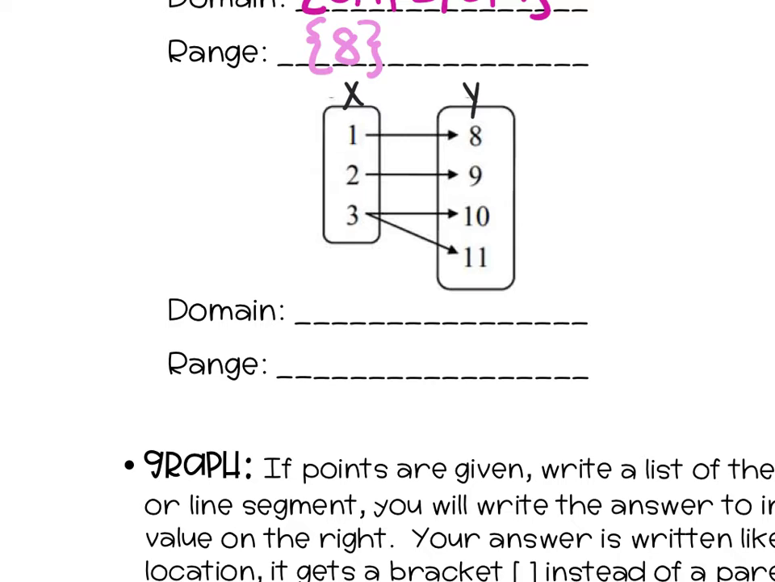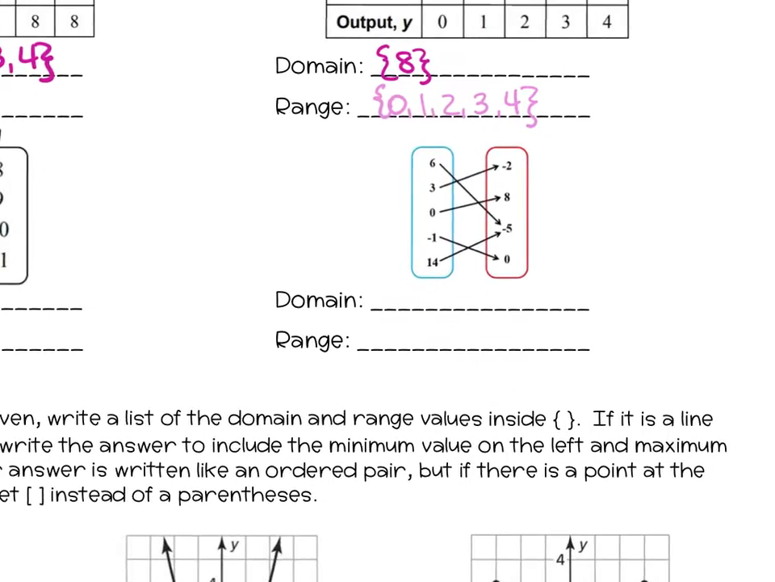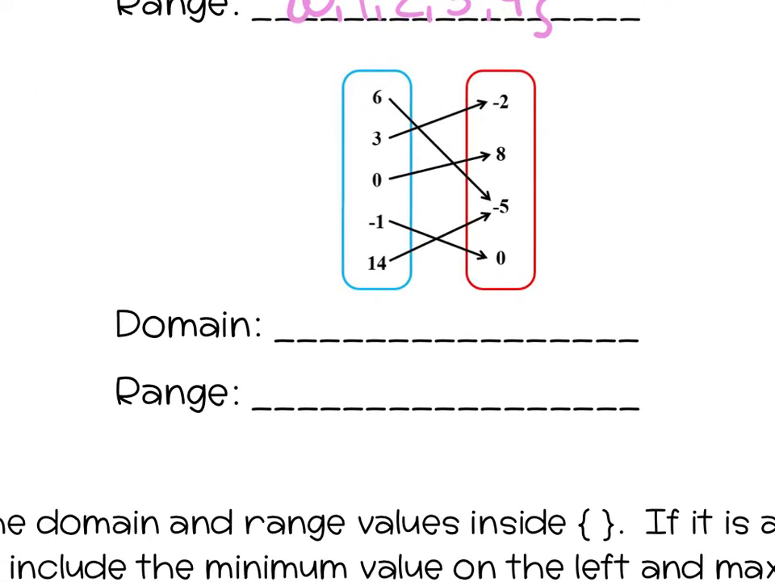These ones are already usually numerical for you, and if they're repeated, you do not write it twice. So for my domain, I have 1, 2, 3. So 3 does occur twice, making it not a function, but I can still write it in here. All right, and then for the range, I have 8, 9, 10, 11. And just a reminder from last class, a function means each x value has only one y value. All right, so go ahead, take a pause, and try this one.